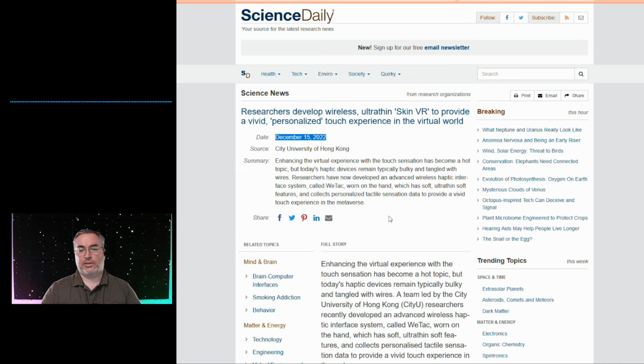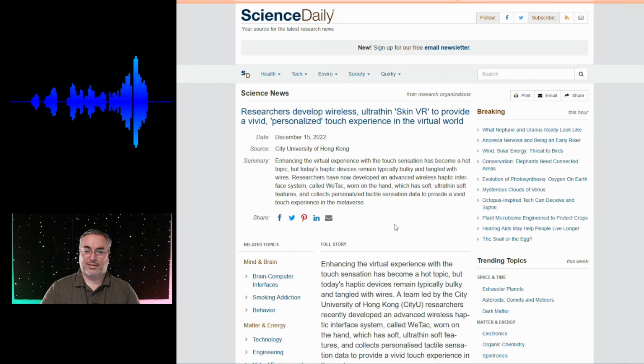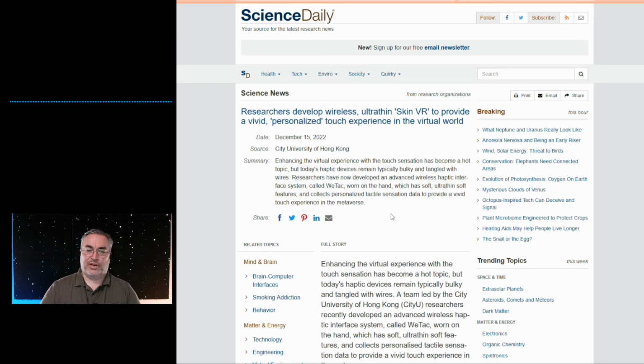Enhancing the virtual experience with the touch sensation has become a hot topic, but not Hot Topic the store, but a hot topic of discussion. But today's haptic devices remain typically bulky and tangled with wires. Researchers have now developed an advanced wireless haptic interface system called WeTac, worn on the hand, which has soft, ultra-thin features, and collects personalized tactile sensation data to provide a vivid touch experience in the metaverse.